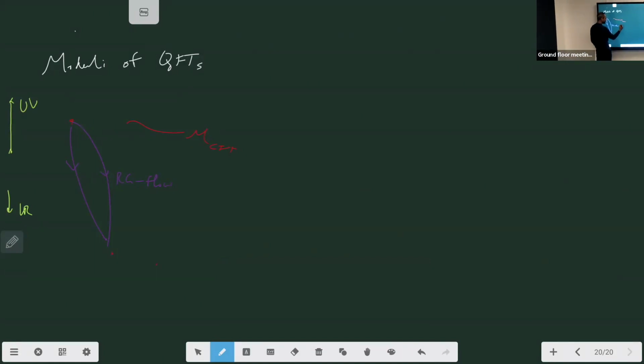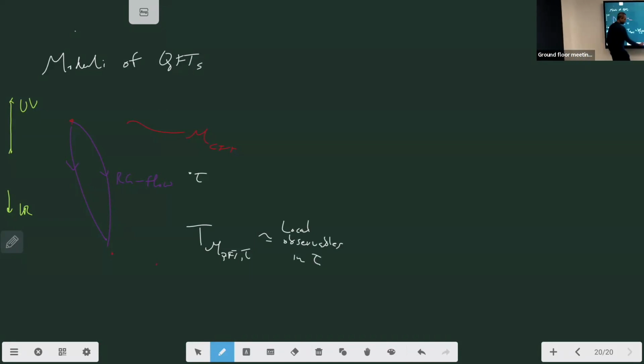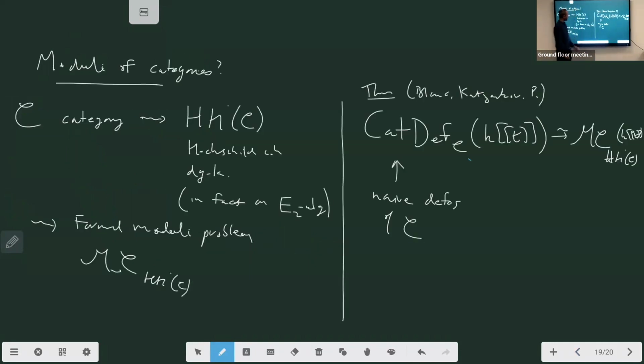And one of the key things there is that if you have a fixed theory tau, then the tangent space to the moduli space of QFT at tau should be isomorphic to local observables in tau. Right? So this is some heuristic picture, and I just showed you two concrete instantiations of this. In the previous example, this E2 algebra is the local observables in a two-dimensional topological field theory, and I'm studying deformations of that theory, because the category is really, by Lurie's cobordism hypothesis, determining the two-dimensional theory.